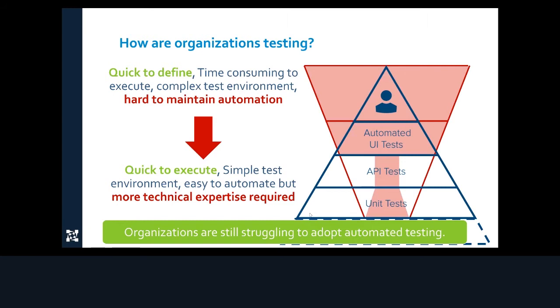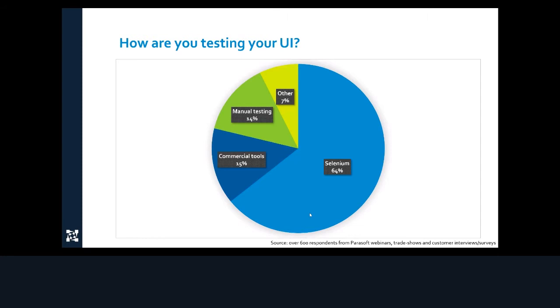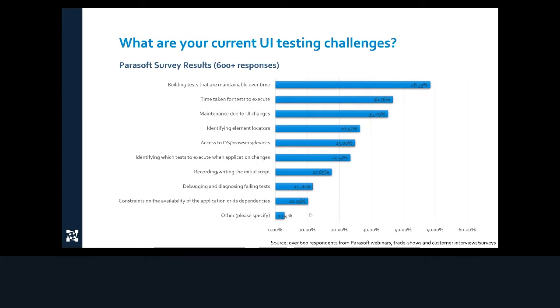But in order to start digging into that, we have to start understanding some of the challenges. And so we run polls all the time at Parasoft. One of the questions that we ask of everybody is, when it comes to UI testing, how are you testing your UI? What software are you using? And unsurprisingly, the vast majority of people are using Selenium. It is the de facto standard when it comes to validating the UI. But when we ask people, how's that going? They say, we love Selenium, but there's challenges. Well, what are those challenges?